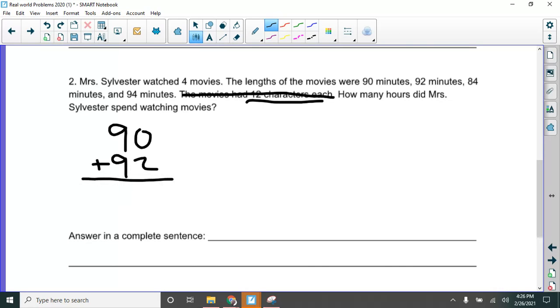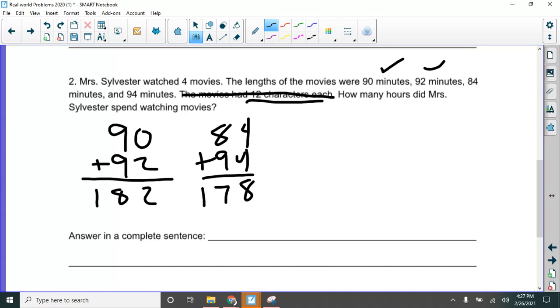What's 90 plus 92? Okay, that's the first 2 movies. What's 84 plus 94? And now, I guess we need to write those answers there. What is 182 plus 178? How much is that? Okay, 360. So, all right. So I think the answer is 360.